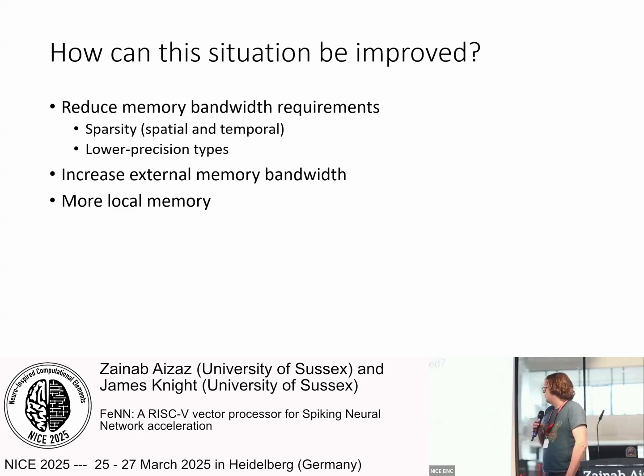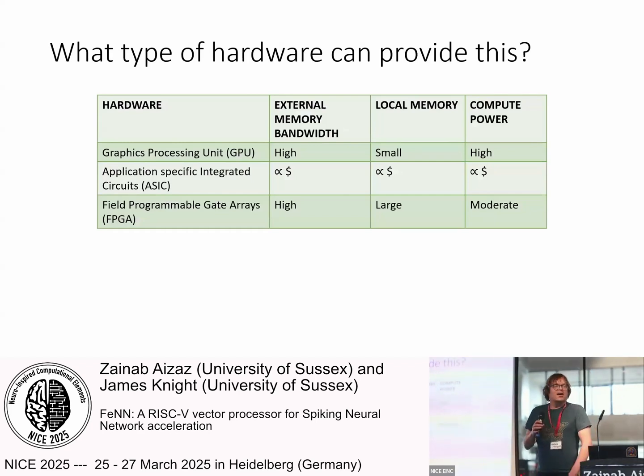And the other alternatives, you can increase external memory bandwidth, which we probably can't increase much more than GPUs, or we can add more local memory. And again, this is what most digital neuromorphic systems do. It's not a novel thought. So what hardware can we use that might be a better fit for this?